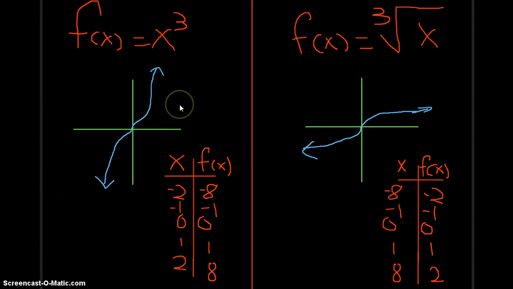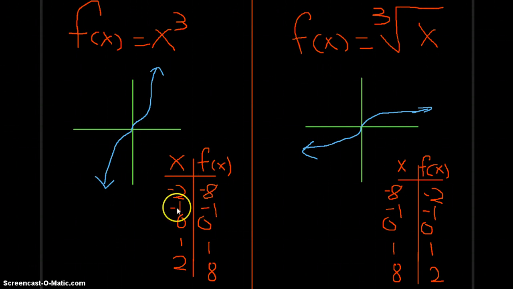Now, the pattern that we have for this is if we start at 0, 0, if we go to the right 1, we go up 1. If we go to the right 2, we go up 8. If we go to the right 3, we'll actually go up 27. And the same thing happens if we go to the left. If we go left 1, we go down 1. If we go left 2, we go down 8. And if we go left 3, we go down 27. And we can see that on my table of values.